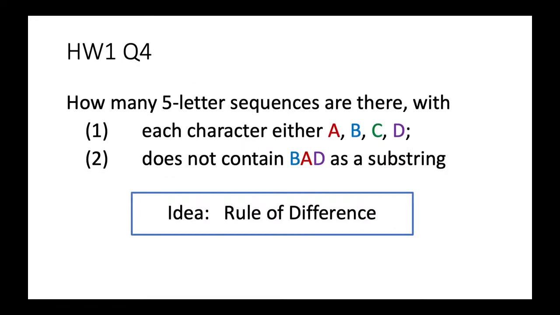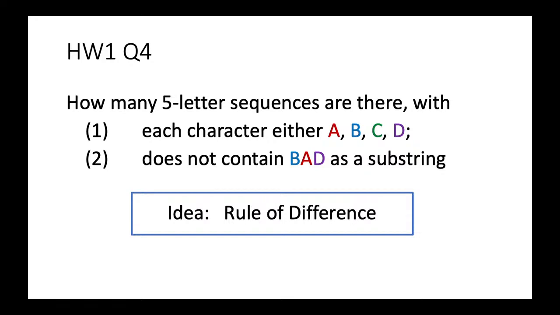Okay, so how about question 4? Question 4 is actually a very easy problem. We want to find how many 5-letter sequences we can create such that each character in the sequence is either A, B, C, or D. And we don't want to see BAD appear consecutively inside the sequence. So we don't want BAD as a substring. Substring means contiguous characters. This is not the same as subsequence. A subsequence may not be contiguous, but a substring is contiguous.